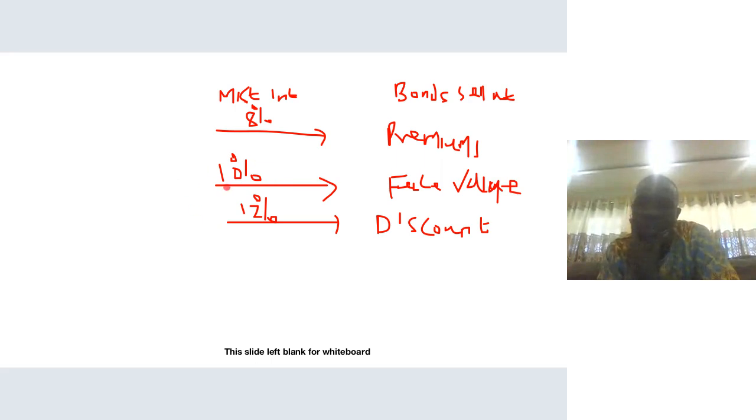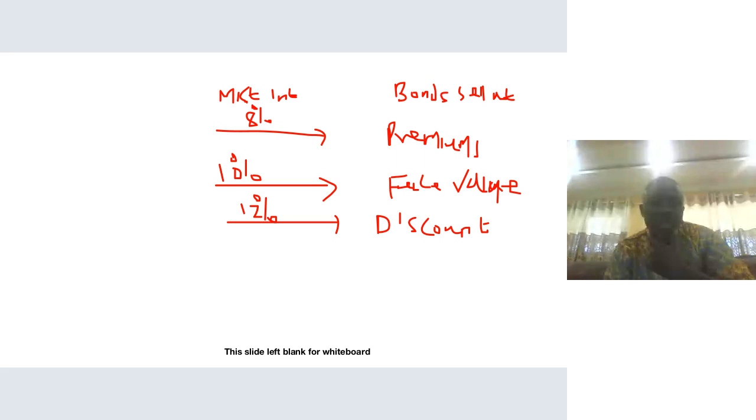If the contractual interest rate and the market interest rate are the same, then you sell the bond at the face value. But if the contractual rate is 10% and the market rate is lower, then you, the issuer, sell your bond at a higher value than the face value, and therefore your bonds will be selling at a premium. But if you sell your bonds below the face value, then you will be selling your bond at a discount. So that is the condition.